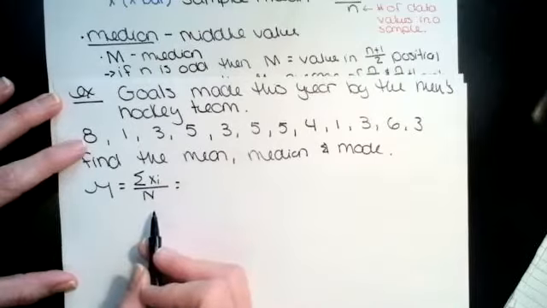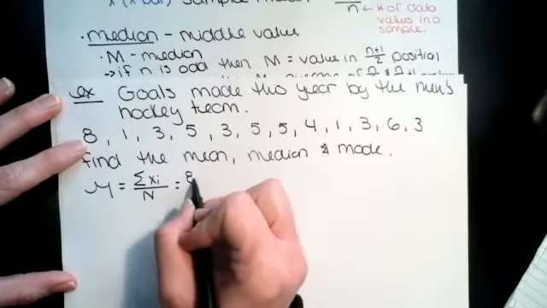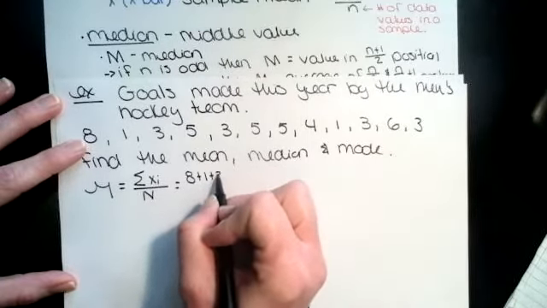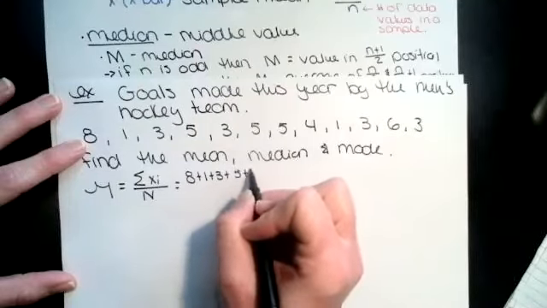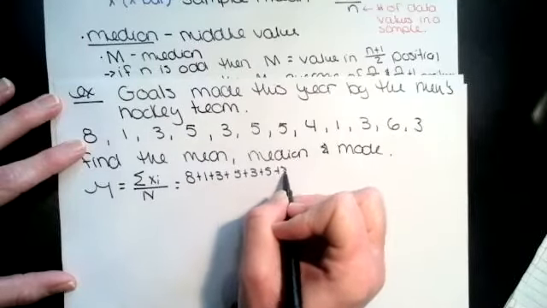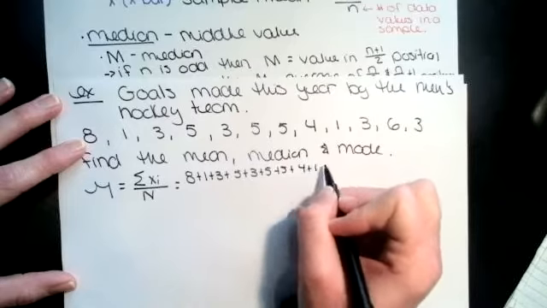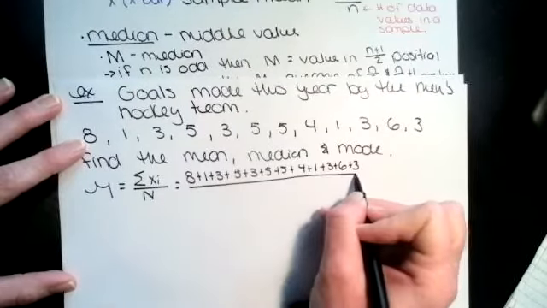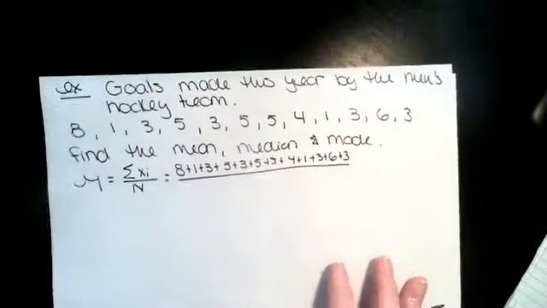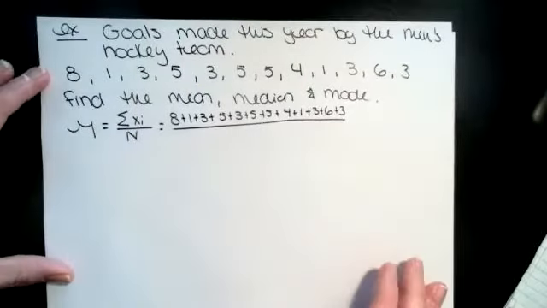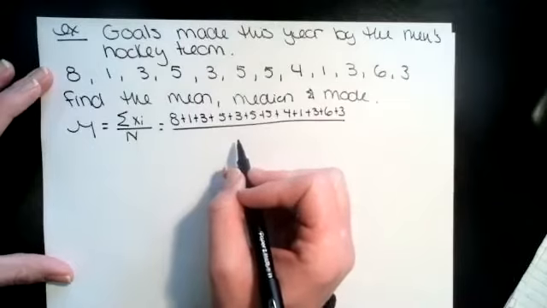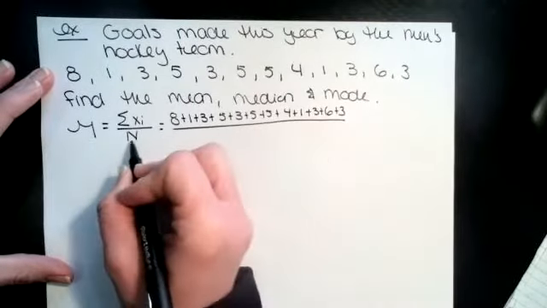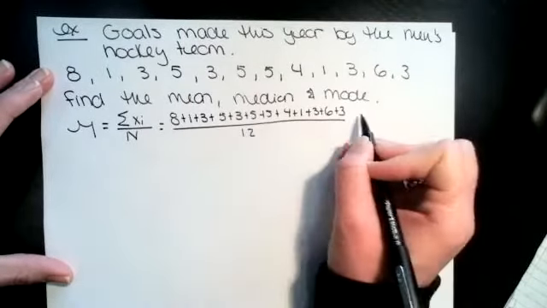So here I'm going to add up all these numbers. I'm just going to write it out so we have it in our notes. Then I'm adding all these up. And we have divided by the total number, which is 12.